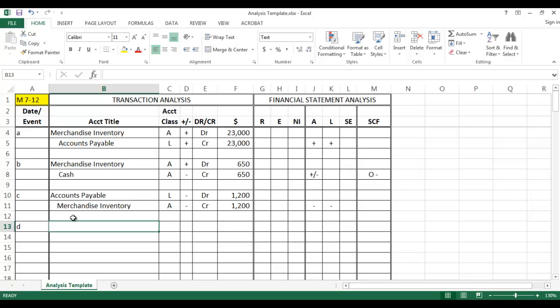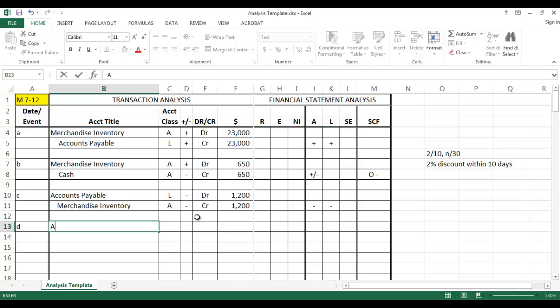Finally, it says we took advantage of American Wholesaling's 2/10, n/30 purchase discount, and we paid them off in full. So if we think back to our credit terms, 2/10, n/30 means we get a 2% discount within 10 days, and the balance is due within 30. So now we're paying them in full.